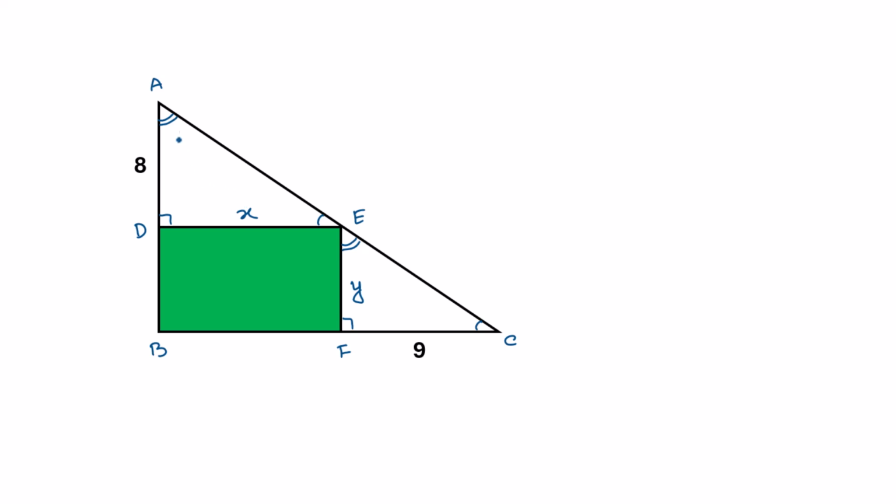So by angle similarity, we can write AD from this triangle over this DE is equal to, from this triangle, this EF over this FC.